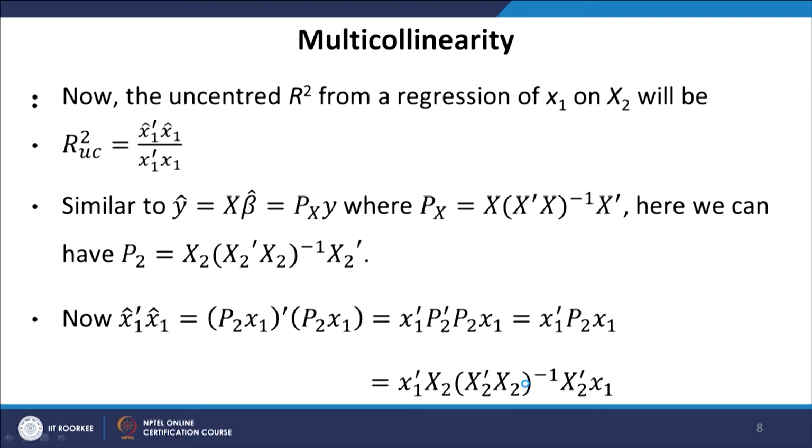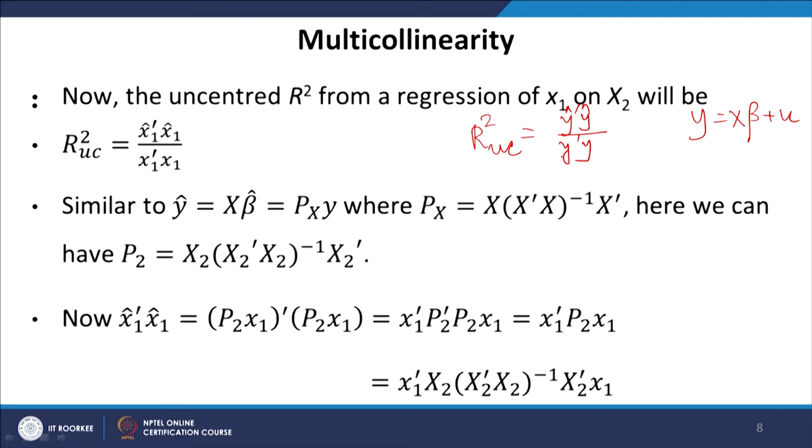Now, the uncentered R square from a regression of x1 on x2 will be x1 hat prime x1 hat divided by x1 prime x1. This is simply because, for the uncentered R square from a regression of y on x, where the population model is y equals x beta, we had written that the uncentered R square is y hat prime y hat divided by y prime y.